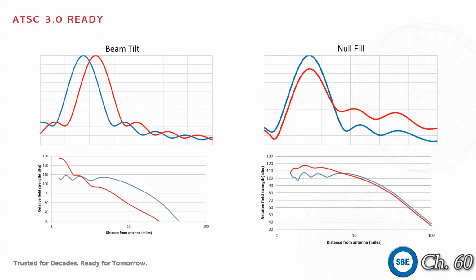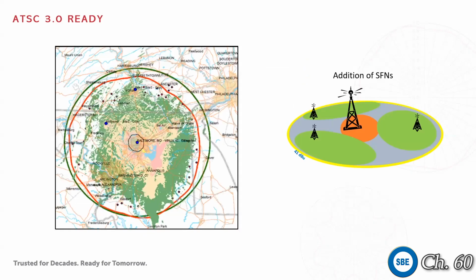So when contemplating these two options, it's generally advised to stick with null fill. The downside, no matter how you go about accomplishing this, is that your total range is going to be decreased, which means you have a smaller area of coverage. The solution to this is to add some form of SFN, or single frequency network, to fill in that gap around the outside.